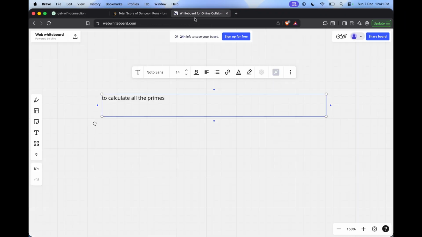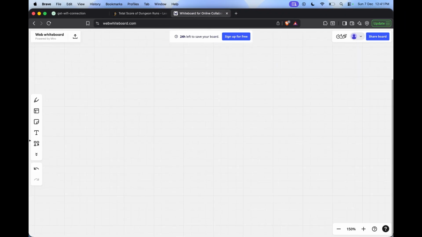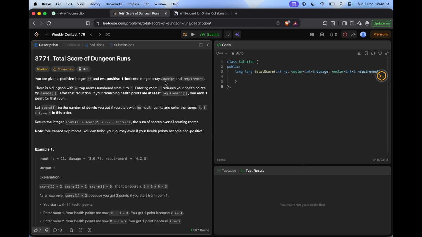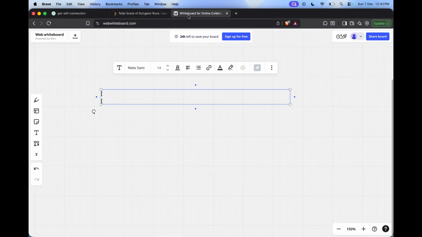Okay, so what does the problem say? The problem says that we are in a dungeon where the dungeon is represented by two arrays. The first array represents the damage points and the second represents the requirement. Let's say the first damage point is D1 and the first requirement point is R1. Similarly, the second damage is D2 and the second requirement is R2 and so on.